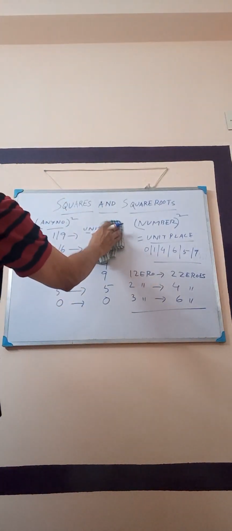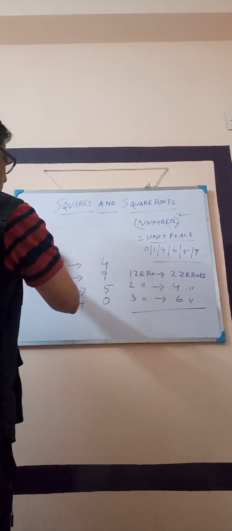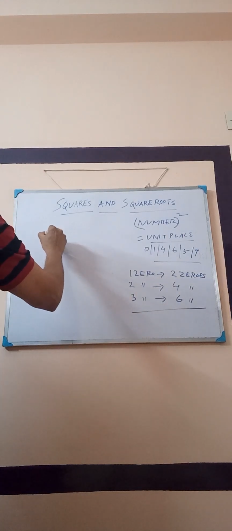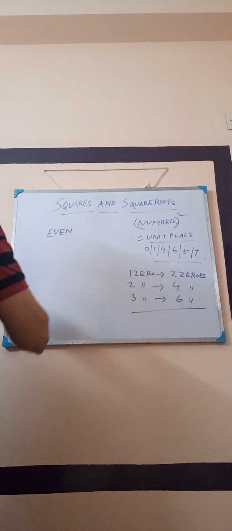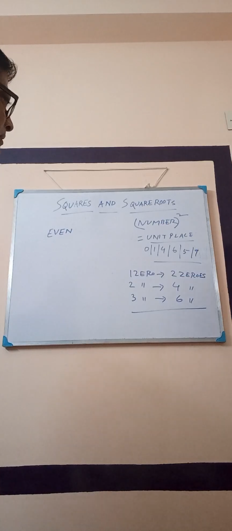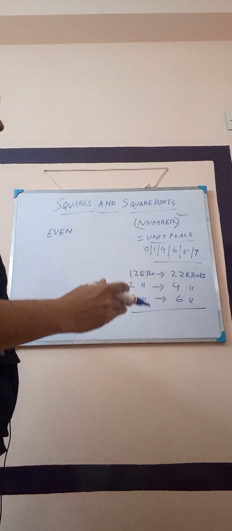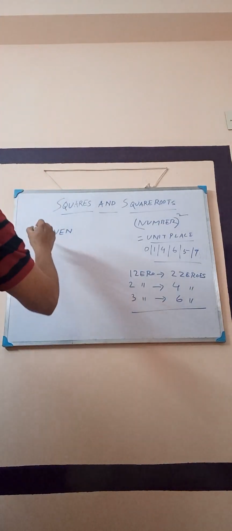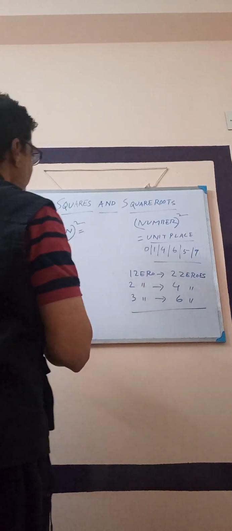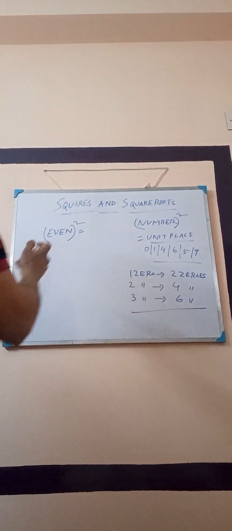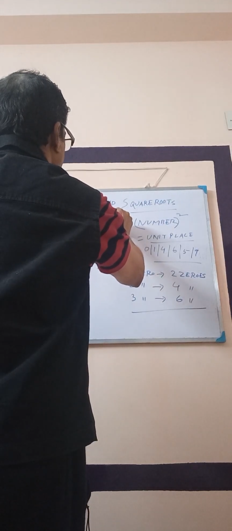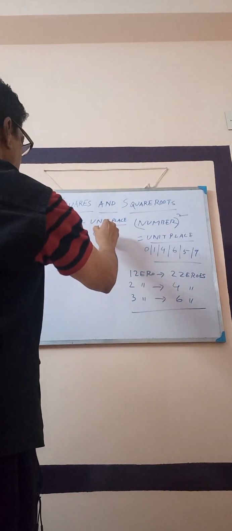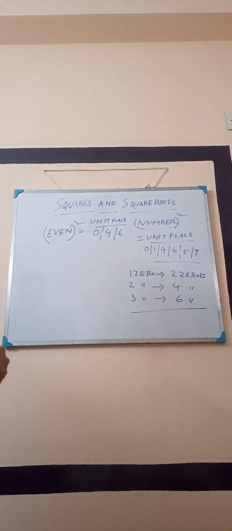Okay. Now the next one. If any number is even, that means the unit place of that number will be either 0, 2, 4, 6, 8. If any number is even and I square that number, then the unit place of the result will be always 0 or 4 or 6.